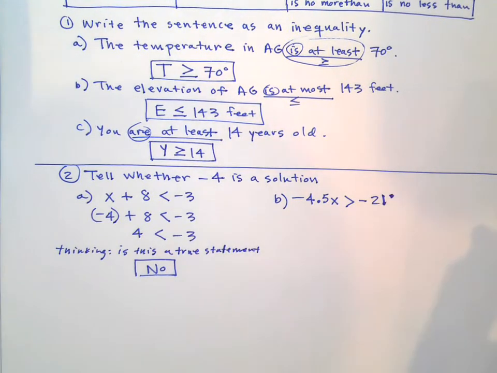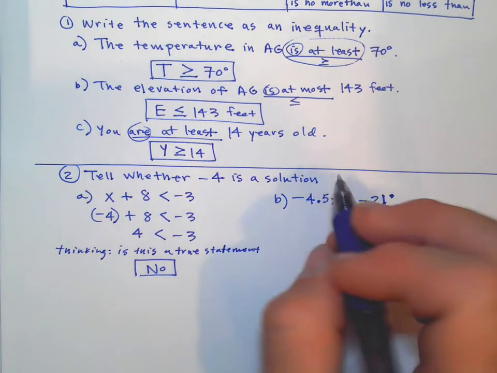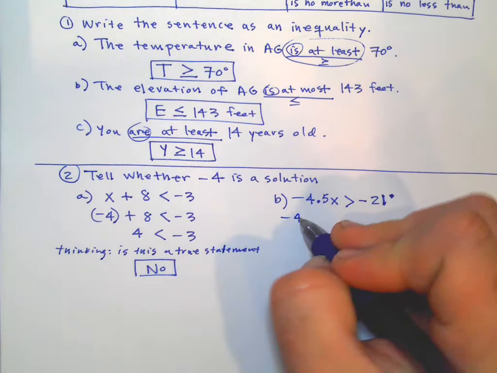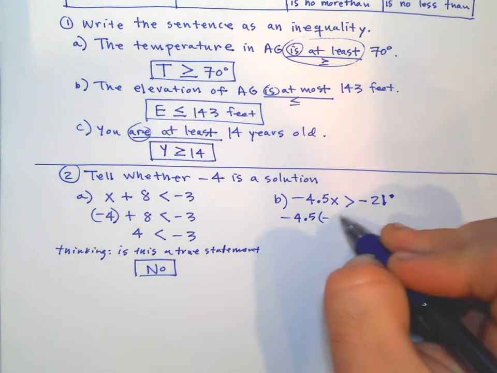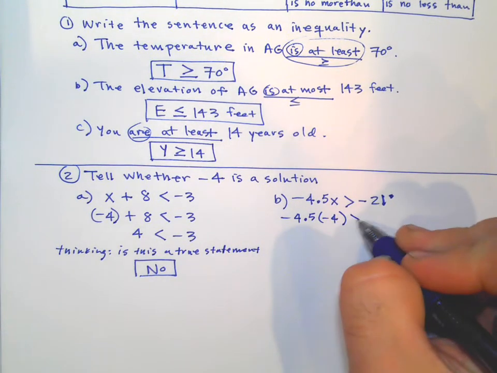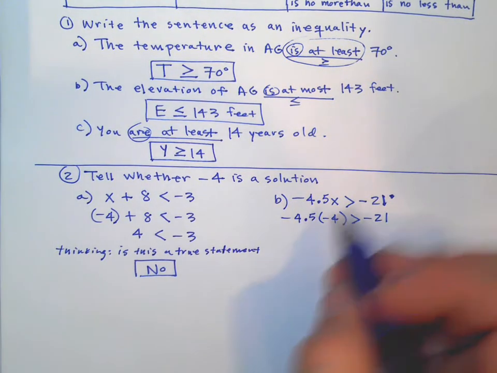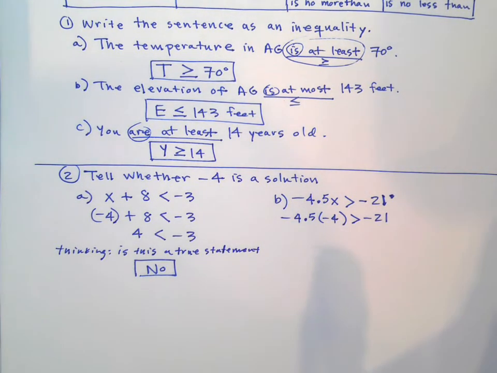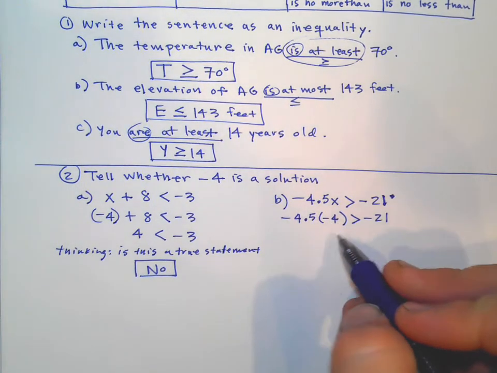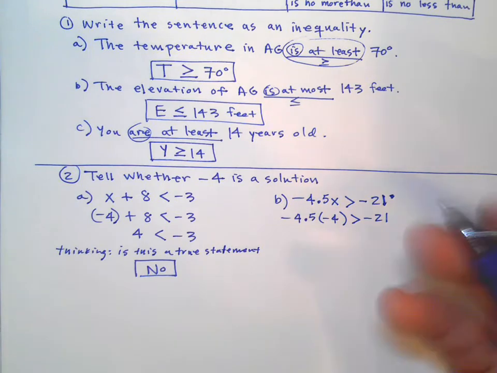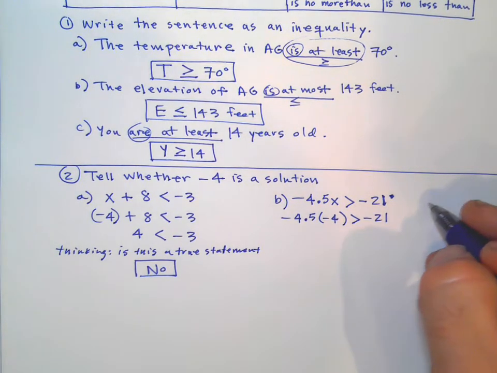All right. Negative 4.5x is greater than negative 21. So first step, plug in the value. We're checking the same value. Okay. Now, I mean, right away, if you're doing something that you didn't have to show work, you'd be, oh, negative times negatives is positive. Positives are bigger than negatives. Yes. But let's show our work.